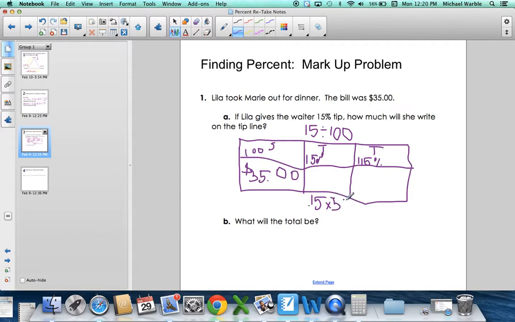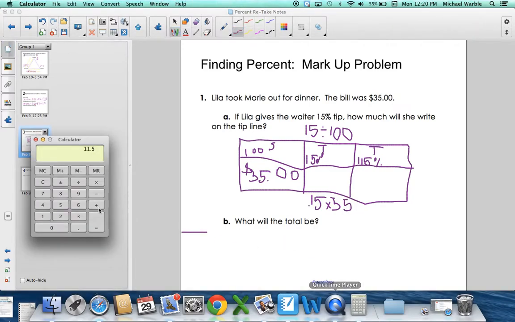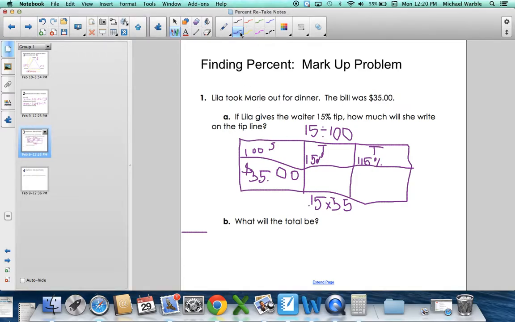We got to get this waiter a good tip. All right, and we'll take our calculator out. 0.15 times 35, and we're getting 5.25. So this person is leaving a $5.25 tip for the waiter.